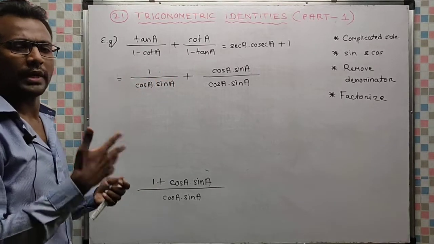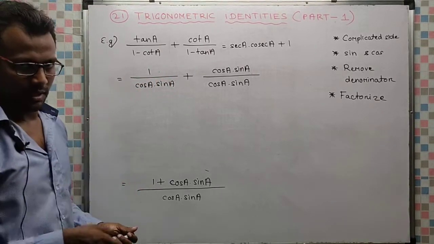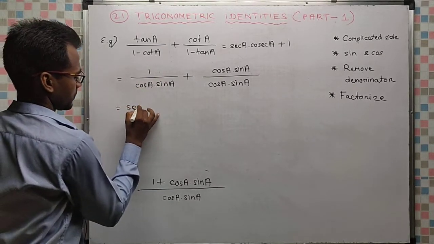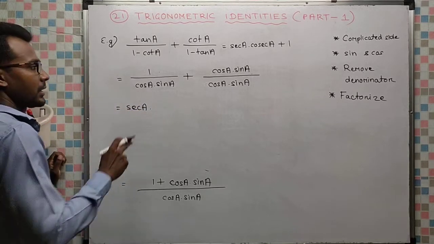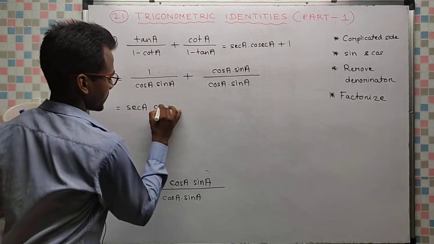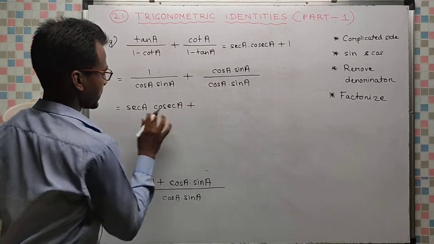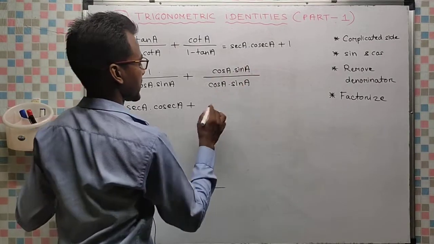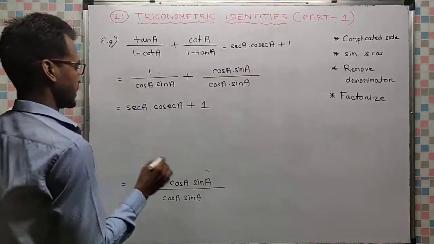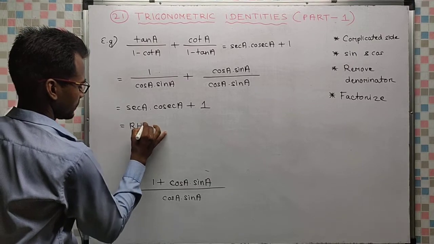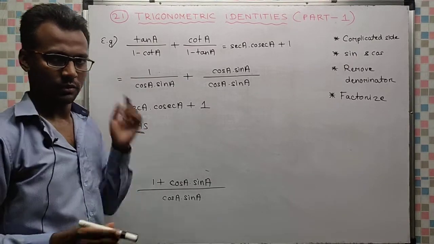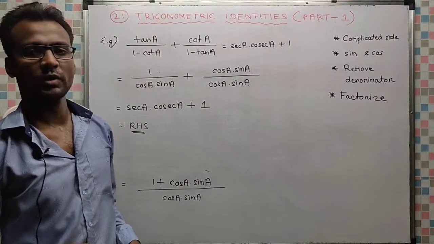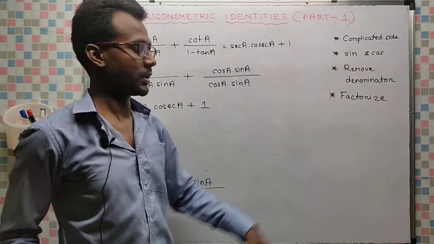1 into any number is that number. So what is 1 by cos A? Obviously sec A. What is 1 by sin A? Obviously cosec A. See, we are getting sec A cosec A. Then cos A sin A by cos A sin A is equal to 1, which is the RHS. Hence proved. So these are some tricks: complicated sine and cos, remove denominator, factorize. Follow these tricks.